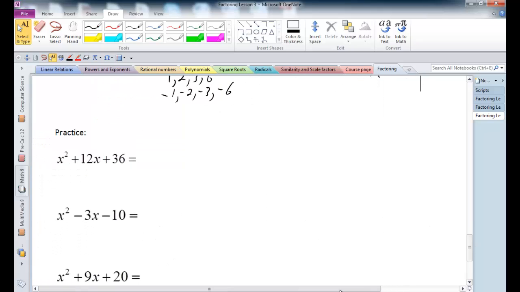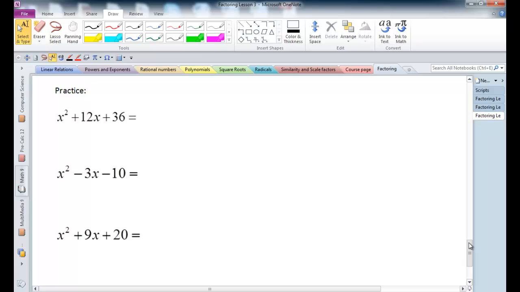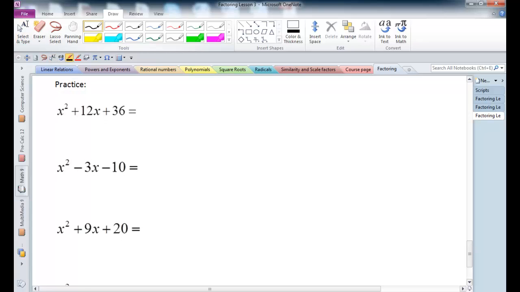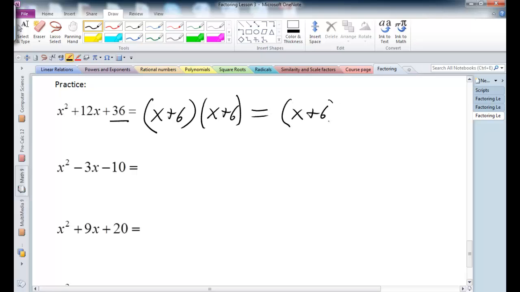Write these ones as the product of factors. Think about the factors of 36, and two of them that could add to 12. And it's 6 that jumps out for me. So we would have x plus 6 times x plus 6. If you multiplied that out, you can see you would get x squared plus 12x plus 36. So you know you've done it right. Notice this one's a little special. It can be written as x plus 6 squared.